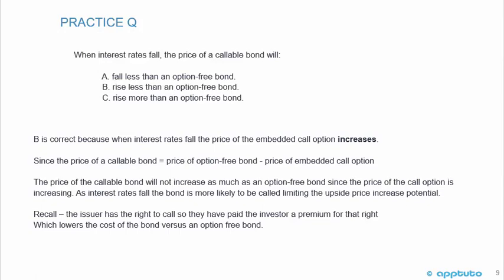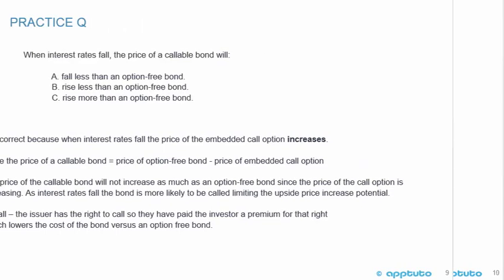So recall, the issuer has the right to call, so they have paid the investor a premium for that right, which lowers the cost of the bond versus an option-free bond. So in summary, a lot there, but B is correct. When interest rates fall, the price of a callable bond will rise less than an option-free bond.